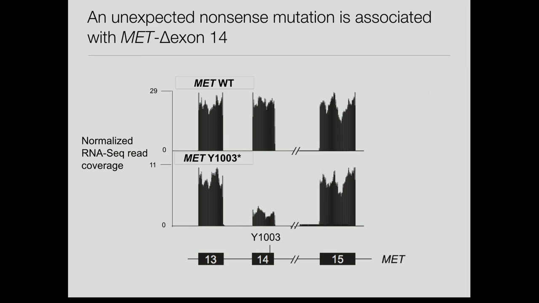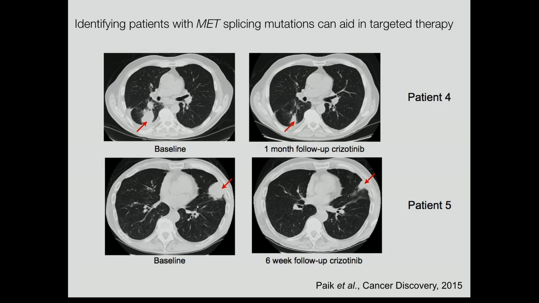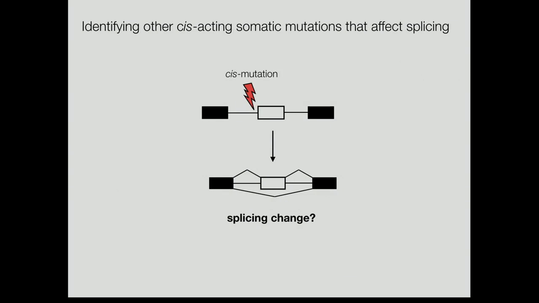And this is really important in the context of treatment. What's very promising is that patients that have these MET splicing alterations actually show response to targeted MET therapies. And so by identifying more of these, or understanding all these different ways that MET and other targetable genes are altered, we can potentially help to improve our understanding of how we can target patients for specific therapies.